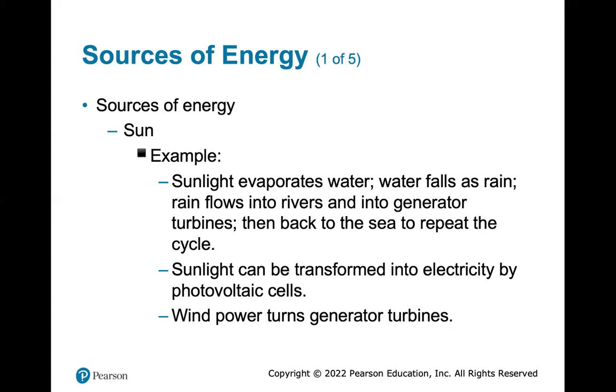Sunlight can be transformed into electricity by photovoltaic cells. Wind power turns generator turbines.